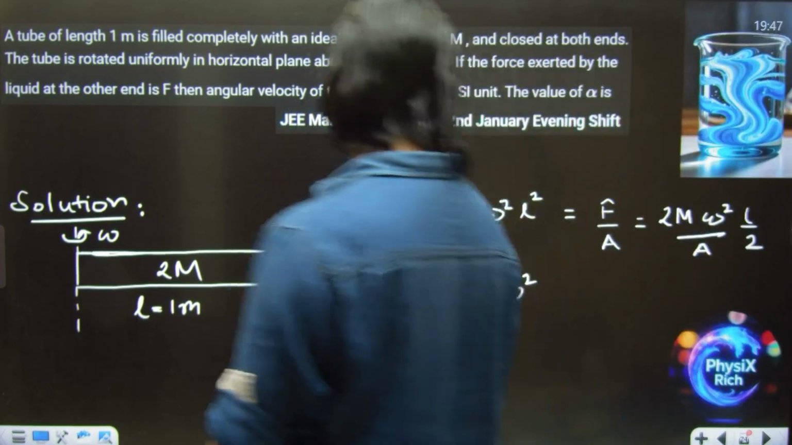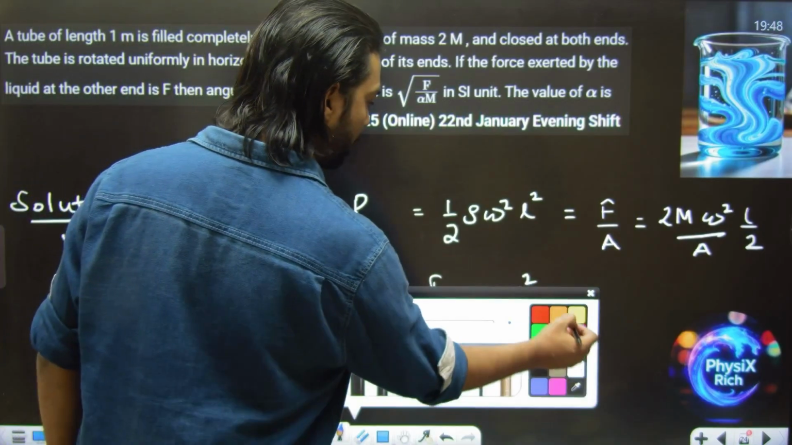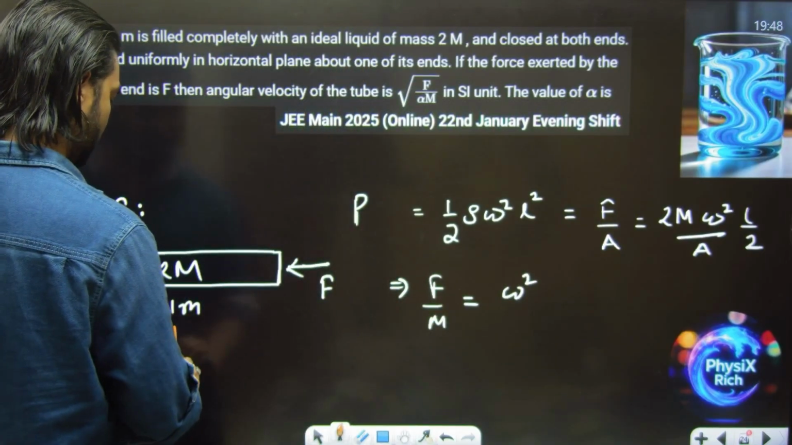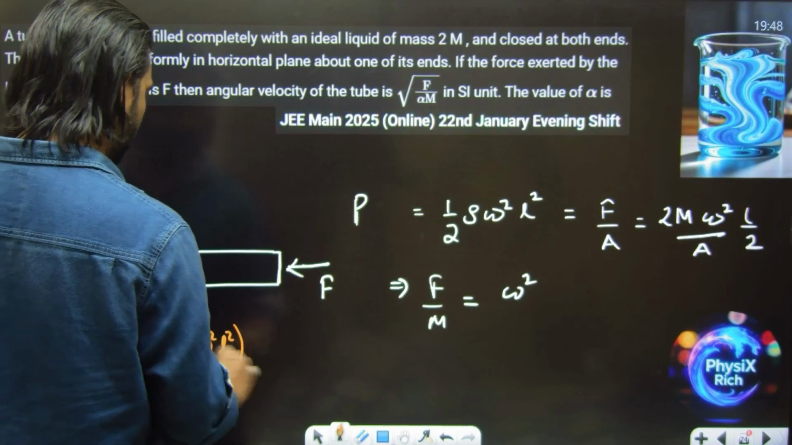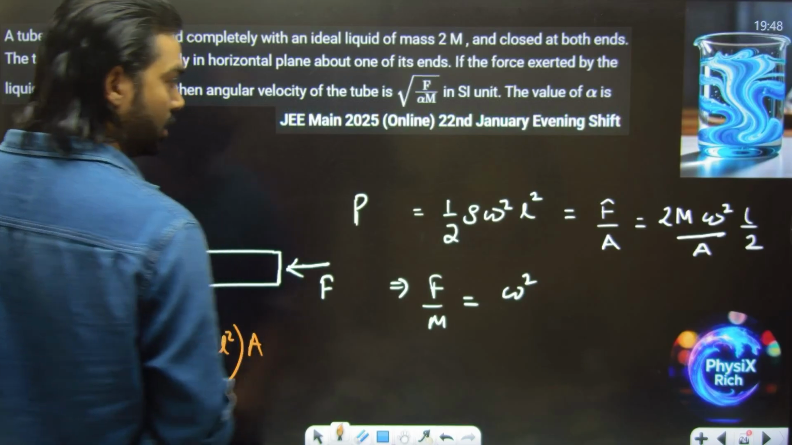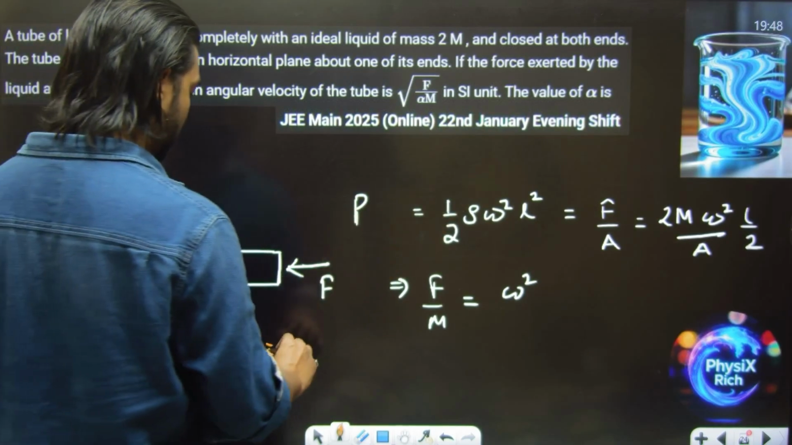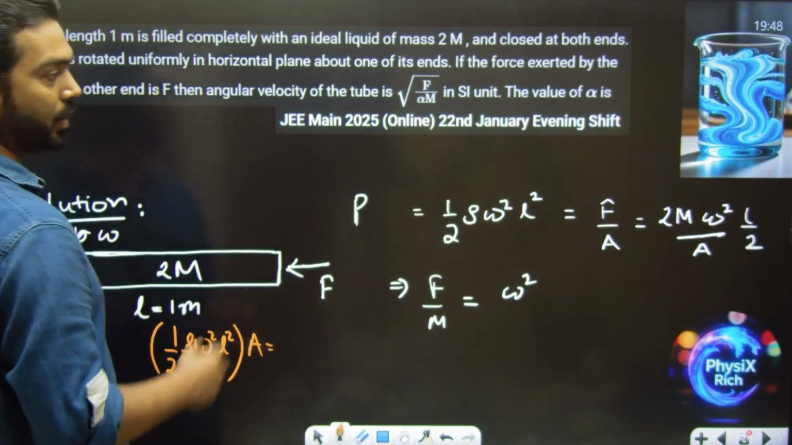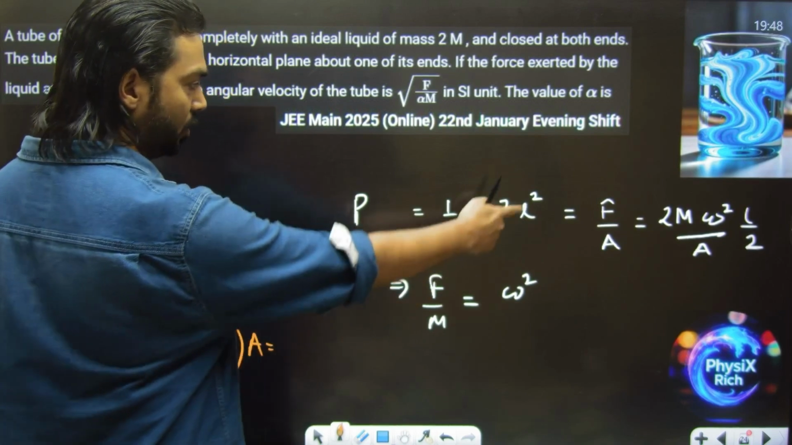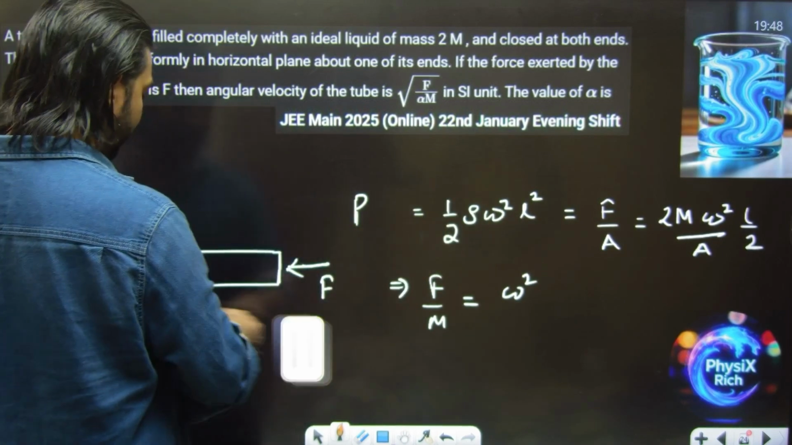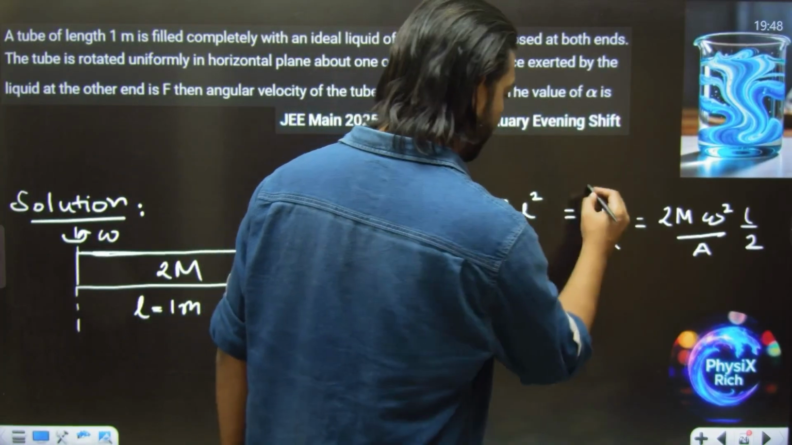So you can write it like this: half rho omega square L square times A becomes equal to this, 2m omega square L by 2. In fact, we actually don't even need this part, right? There's no need for this pressure. In fact, there's no need for this at all. So we can just simply solve it using this part.